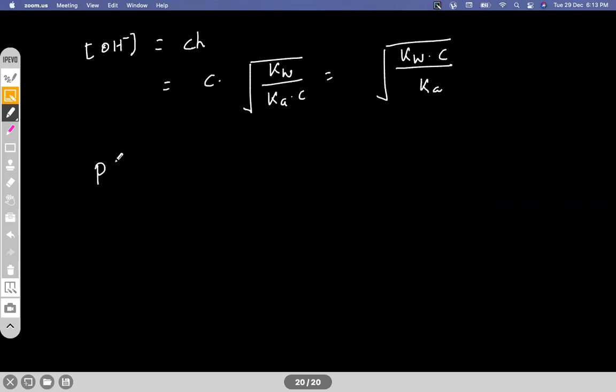I'll write down the expression here directly. POH equals PKW divided by 2 minus half of log C plus pKa. Okay, this is the expression.